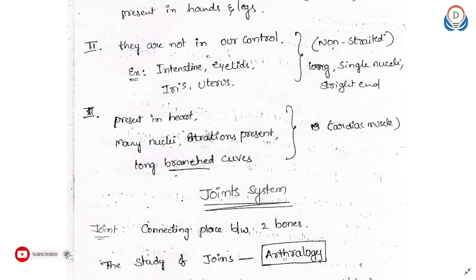I told you earlier, cardiac muscle is present in the heart. Many nuclei and striations are present in this. We showed the diagram earlier: many nuclei are present in this, and striations are also present. I showed pictures, and in those pictures we saw many striations. Long branched curves are present. These are cardiac muscles. This is about cardiac muscles. Joint system.